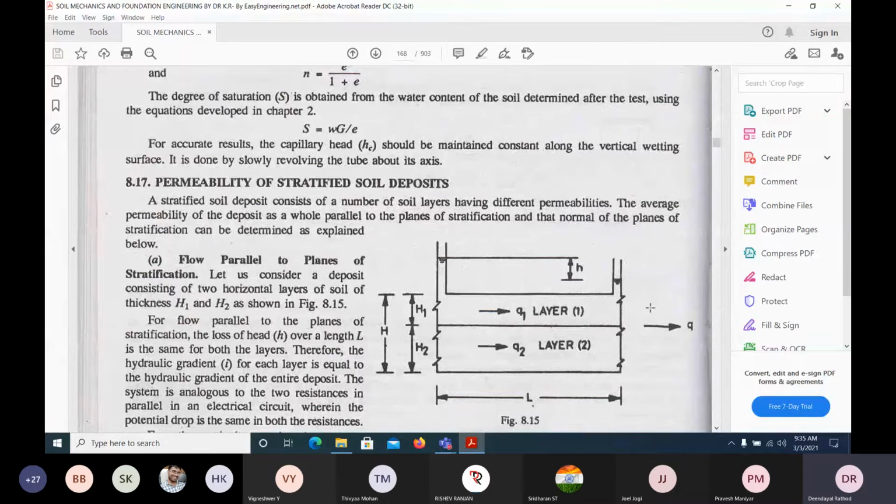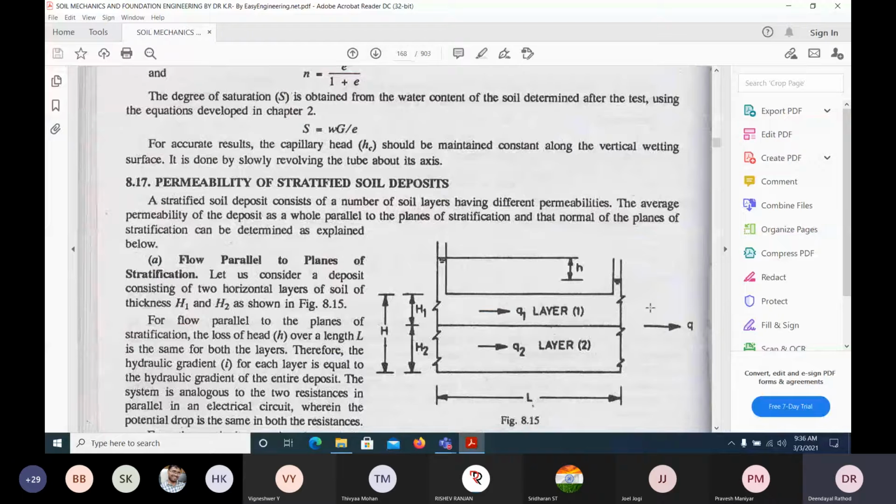Permeability of a stratified soil deposit: we know that soil is sometimes deposited in a layered form. In that case, if the flow is parallel, or along the plane, how can we determine the permeability? Imagine your circuit theory, where resistivities R1, R2, R3 are in series, with current passing through in series.